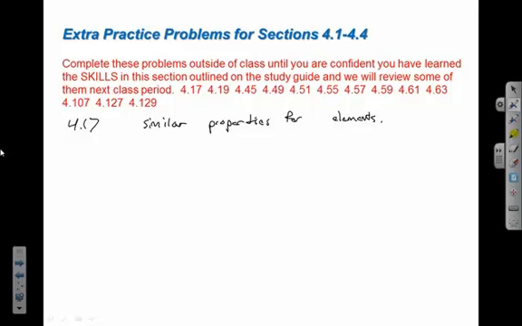So if we're looking for elements with similar properties, usually we're looking for elements that are in the same column. So if I have the electron configurations, and I have those given, so the first one is 1s2, 2s2, 2p5.